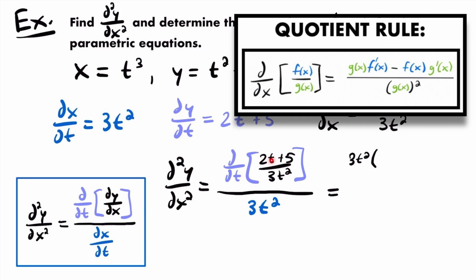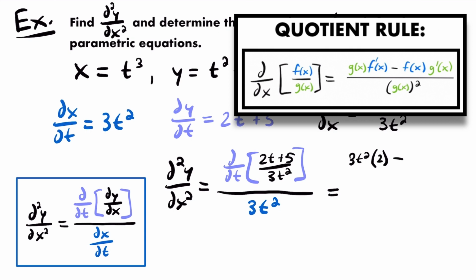Now the derivative of 2t is just going to be 2. The derivative of t to the first power will be equal to the coefficient. And then the derivative of 5 is 0 because 5 is a constant, and the derivative of all constants is 0. So the derivative of that top function is just 2.